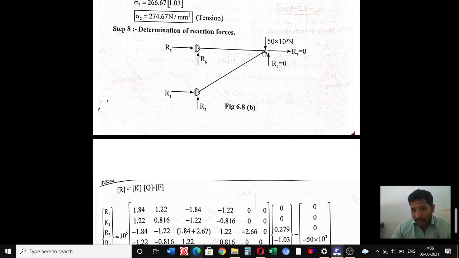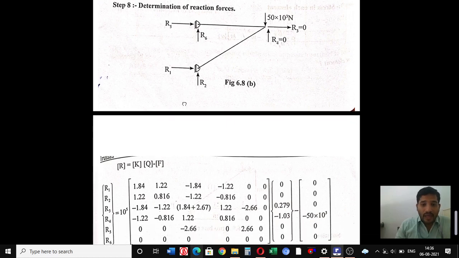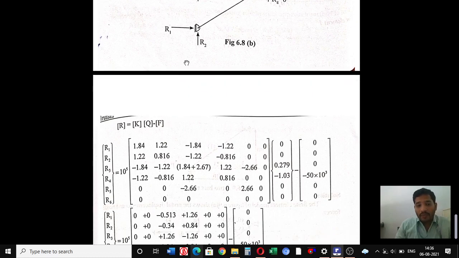At the pin point, at node 2, which type of force is acting here? Compressive force. How much? 50 into 10 power of 3. So the opposite, the normal reaction R4, is acting at the pin point. Then, because node 3 is also fixed, if it is a hinge support, two normal reactions act: one horizontal, another vertical. So at node 3, the normal reactions R5 and R6 are acting. Clear?